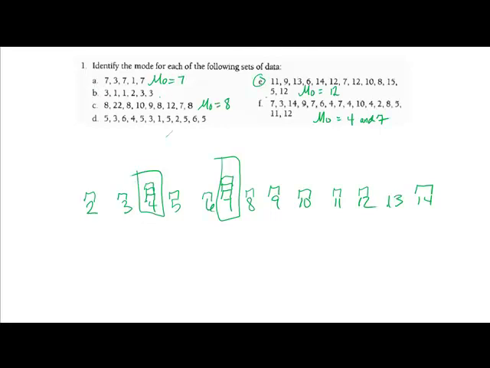So hit pause. And for B, the mode is 3. It appears 1, 2, 3 times, 3 out of the 6 times. And for D, the mode equals 5. Look at all these 5s. Okay. So hopefully you now know how to count.